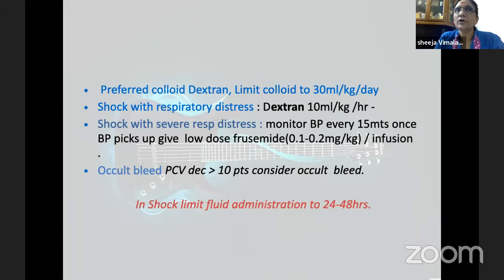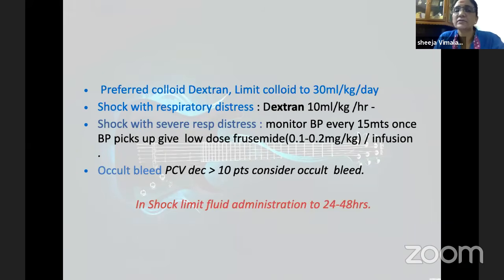And the preferred colloid they prefer is dextran. We have been using hexastarch as the colloid, but they prefer dextran because hexastarch, in fact, is isoosmolar. They say just like albumin leaks out, hexastarch will also leak out. Dextran 40 is hyperosmolar, so that is going to remain in the intravascular compartment for a longer period, and the dose is only 10 ml per kg per hour.